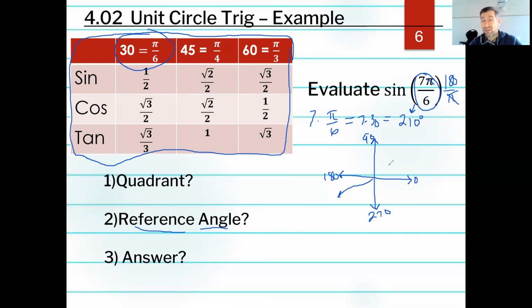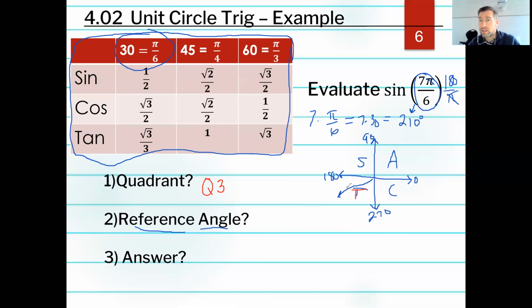And remember that our quadrants are labeled ASTC: All Students Take Calculus, which actually stands for all trig functions, the sine trig function, the tangent trig function, and the cosine trig function. So which quadrant is this in? This is in quadrant 3. And I'm even going to put in here why this is significant. If I look in quadrant 3, I get a T for tangent, which tells me the tangent of any angle in there is going to be positive.